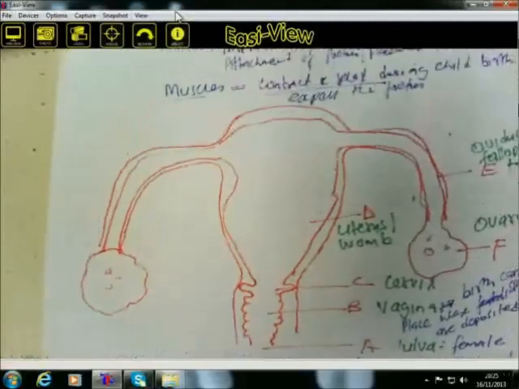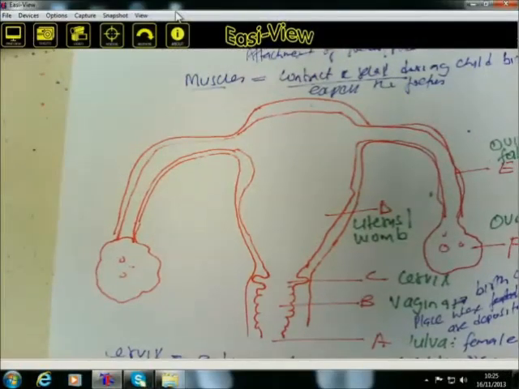Here is a diagram. I have tried to draw it here. This is to show that you need to have a skill of drawing. If you are able to draw, you will be able to label the parts, and you will draw the parts that you know, and you will be able to know the functions of each part. So the male reproductive system, label the structure, and give the functions of the parts.